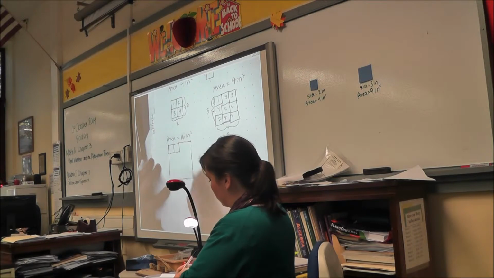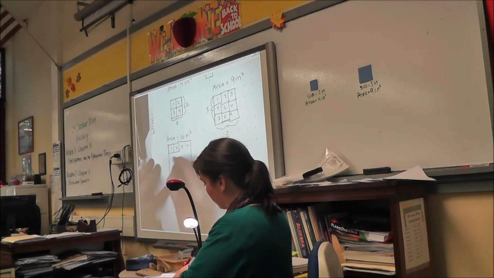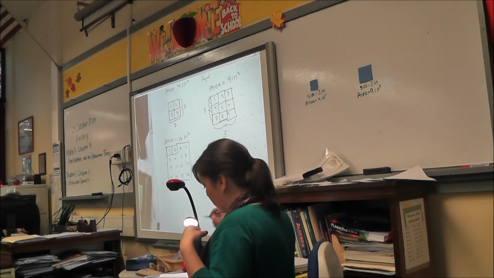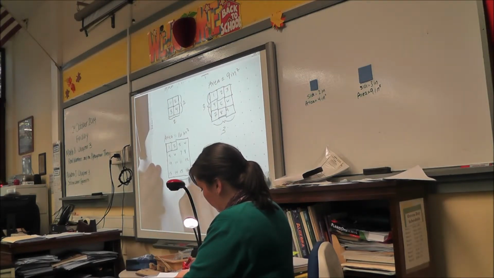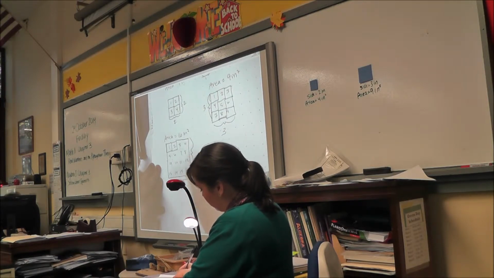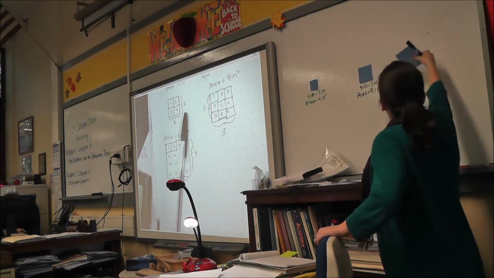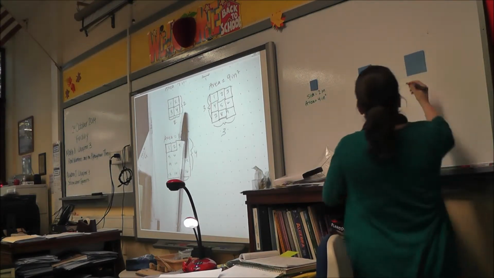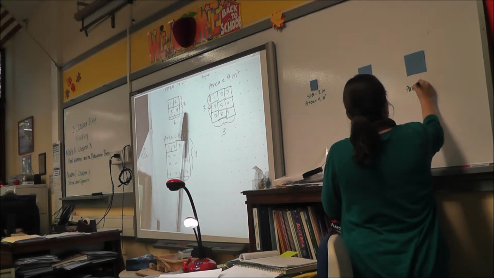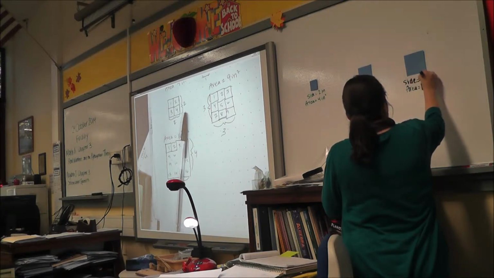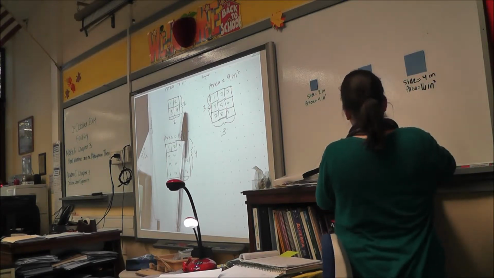And if I filled it in, 1, 2, 3, 4, 5, 6, 7, 8, 9, 10, 11, 12, 13, 14, 15, 16. So does it have an area of 16 square inches? Yes. And what is the side length? 4. And what is this side length? 4. So here's a square with an area of 16 inches squared. What's the side length? 4 inches.